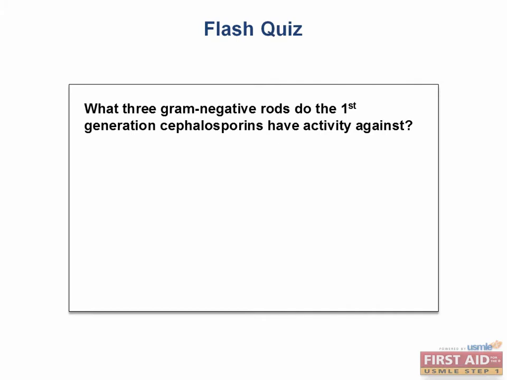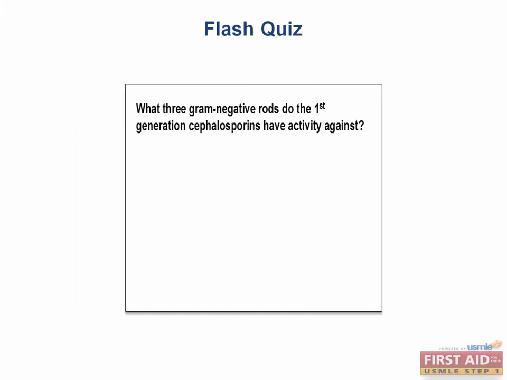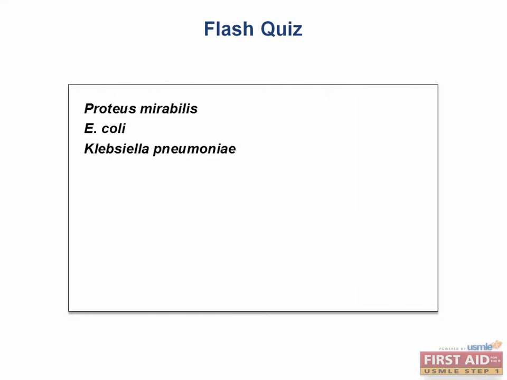What 3 gram-negative rods do the first-generation cephalosporins have activity against? Remember, the cephalosporins mostly have gram-positive activity. However, the first generation is active against 3 rods. Do you remember what they are? They are Proteus mirabilis, E. coli, and Klebsiella. You can remember that with the mnemonic PEC.